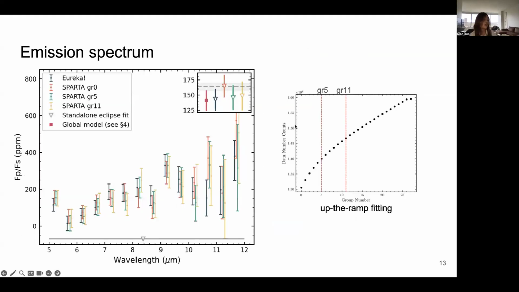Besides the white light curve analysis, we also want to see if there are molecular features. So on this slide, I showed the emission spectrum that we took using different data reduction pipelines. I want to mention that we see very strong nonlinearity in the up-the-ramp raw data, which is shown on the right.